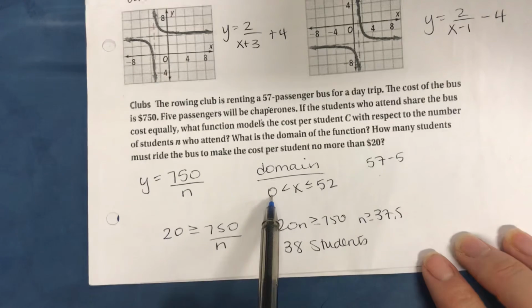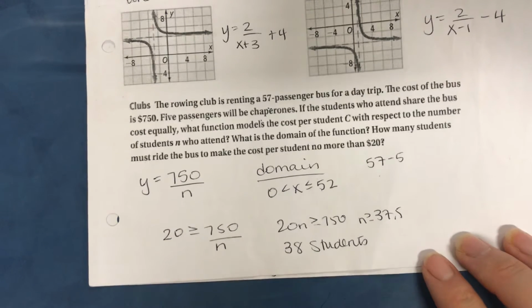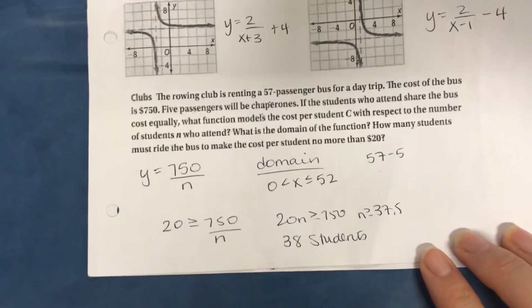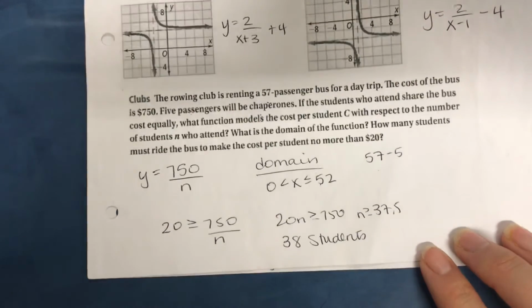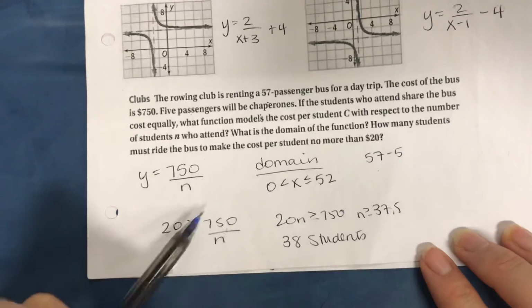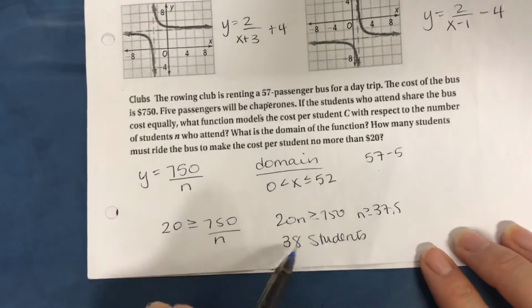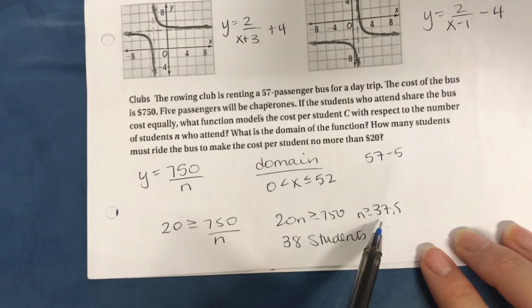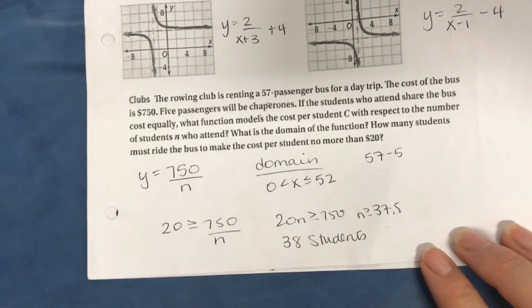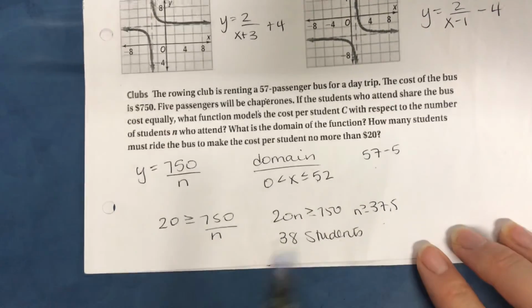So the question is, how many students must ride the bus to make the cost per student no more than $20? So if I make this less than 20, we can solve that, and we get n is greater than 37.5, but let's round up to 38 students. So if 38 students come, then they won't pay more than $20.